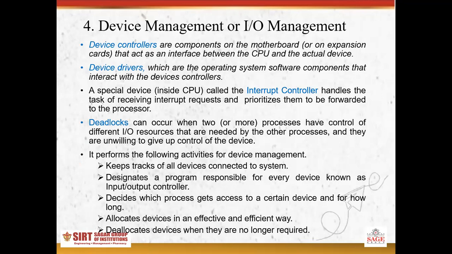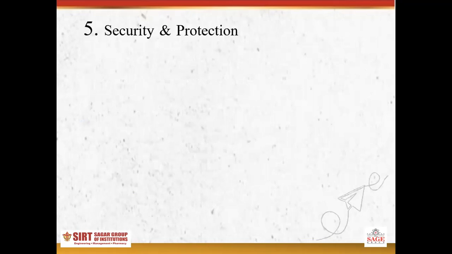Number one, keep track of all devices connected to the system. Number two, designate a program responsible for every device, known as the input output controller. Third point, decide which process gets access to a certain device and for how long. Fourth point, allocate devices in an efficient and effective way. Fifth point, deallocate devices when they are no longer required. Okay, these are the functions of device management and input output management.